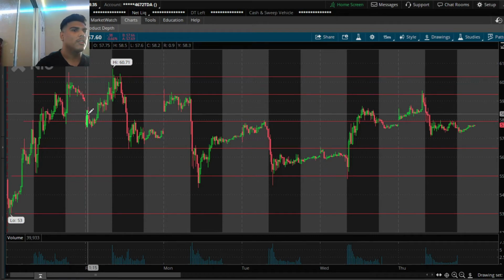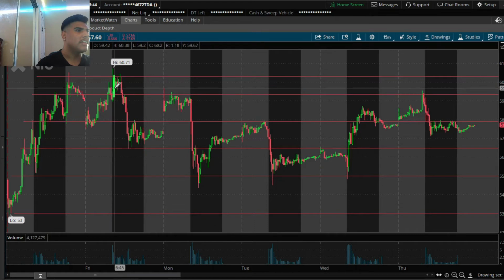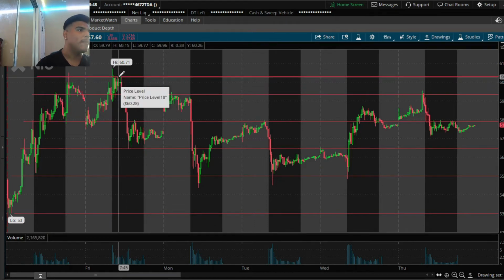Actually had sort of a big fall, like a $2 fall. Fell down to a support line, climbed back up, passed the resistance line and hit the new resistance line.